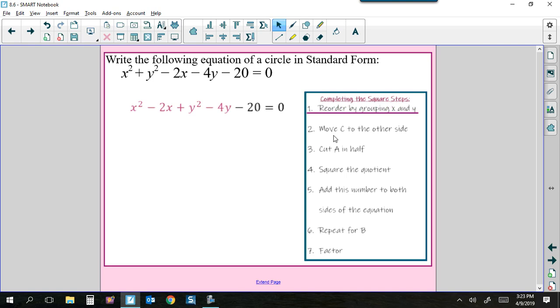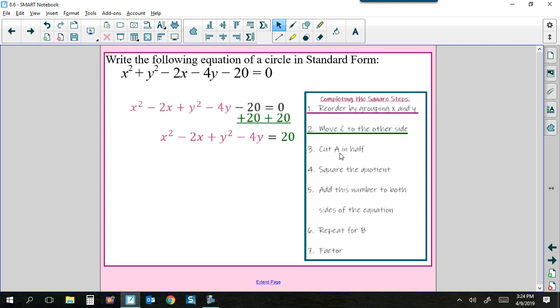Then you're going to move whatever c is. In this case, c is negative 20. So because we're subtracting 20, to move it, I need to add it. So we're going to add 20 to both sides. Now here comes that half trick. Since that half trick is here, what you may want to do is go down a little bit on your paper and write in the parentheses and everything, kind of set up your circle equation. You know it's going to be x and then something squared, and you know it's going to be y and something in parentheses squared. So go ahead and write that.